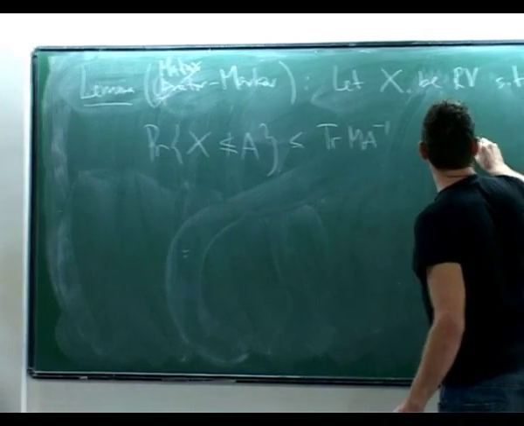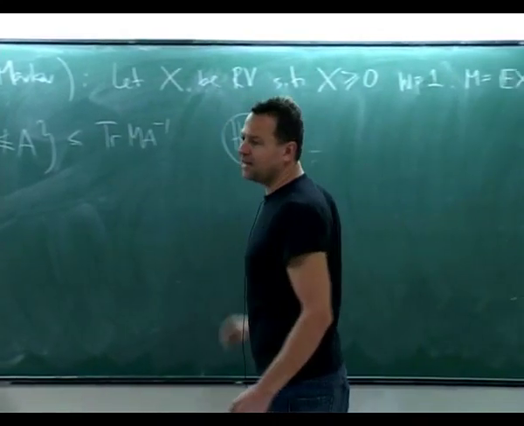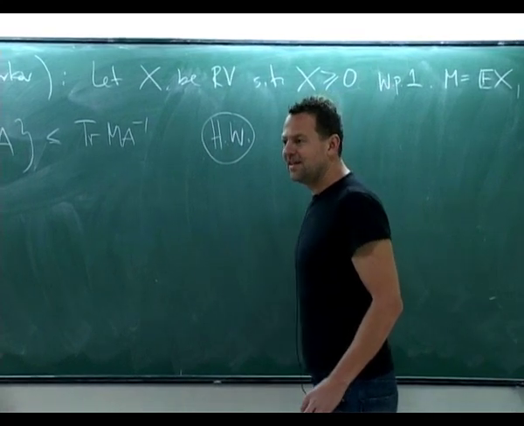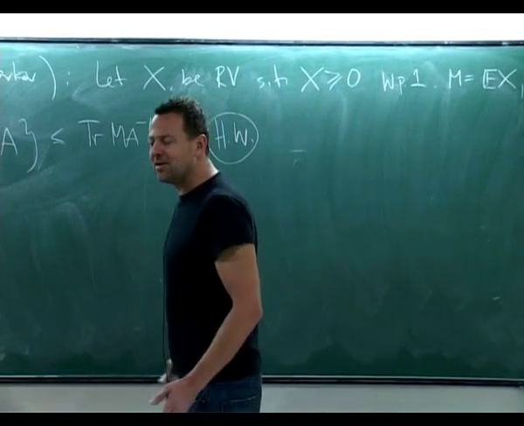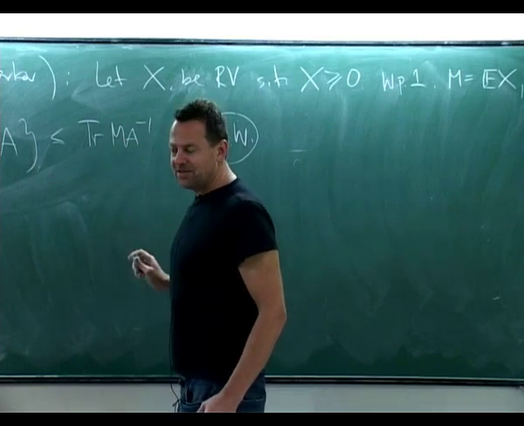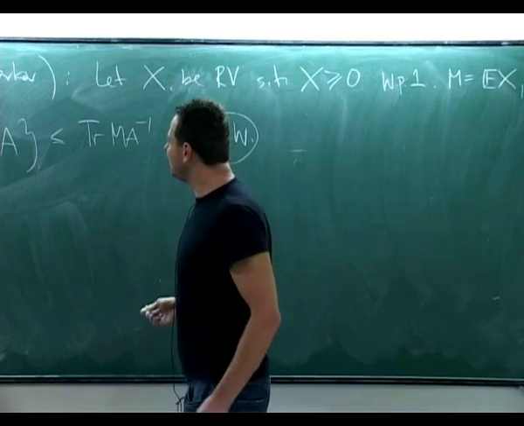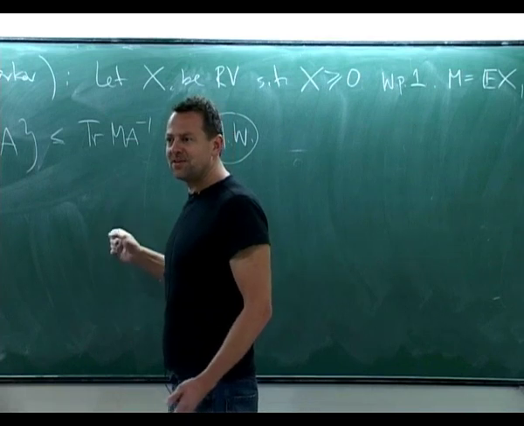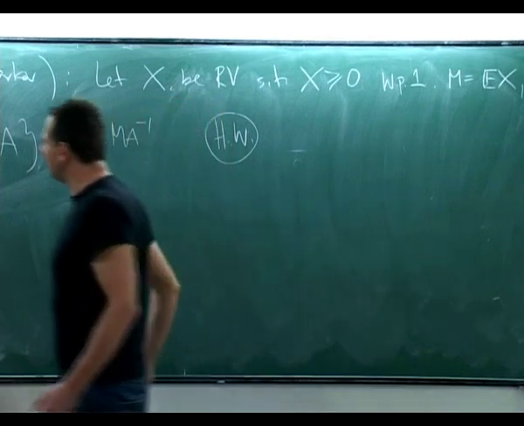And I would like to leave this as a homework because it's a very elementary thing to prove. Either you remember how you proved this for 1 by 1 matrices, that's real numbers, or you try to do it for them first and then you realize what is the trick to do.